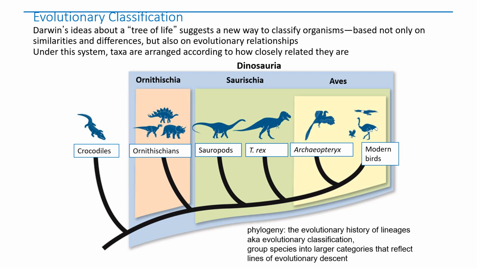When we look at phylogeny, it is the evolutionary history of the lineages. So it's also known as evolutionary classification. So it will group species into larger categories that are looking at evolutionary descent. And this is kind of what we are seeing in this picture. We are looking at this larger evolutionary descent from dinosaurs. So you can see how modern birds and crocodiles fall into play here.